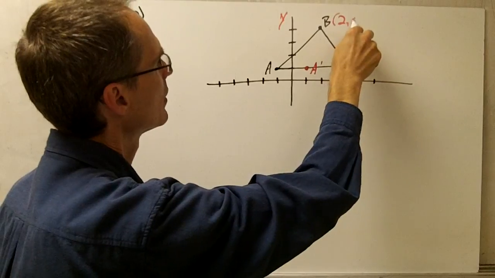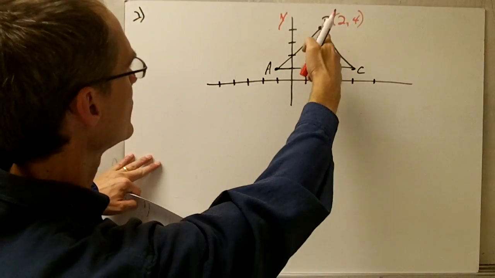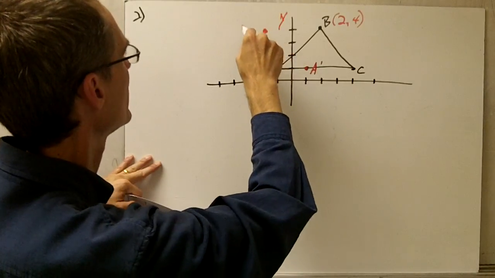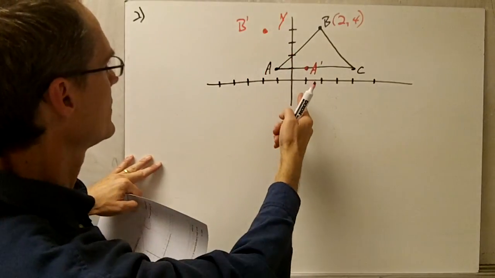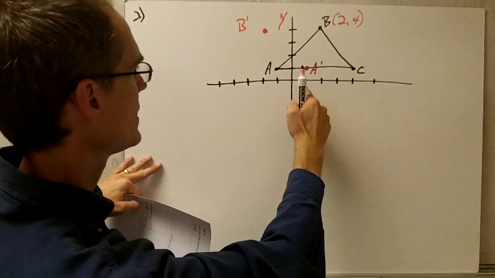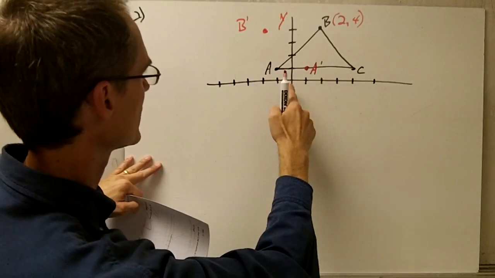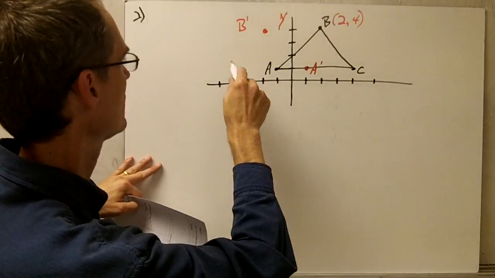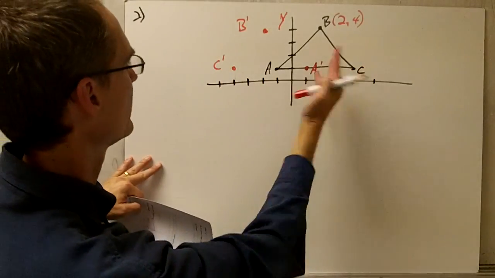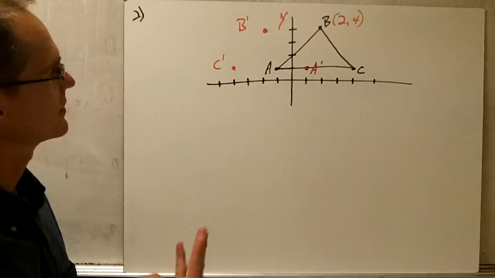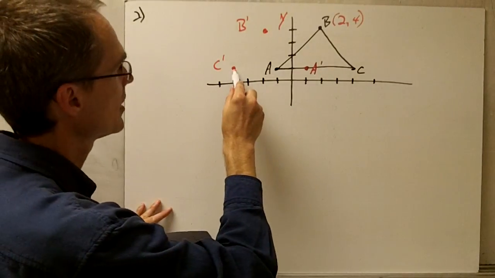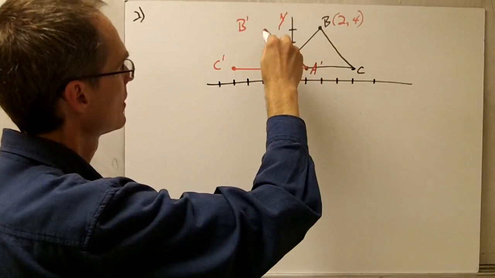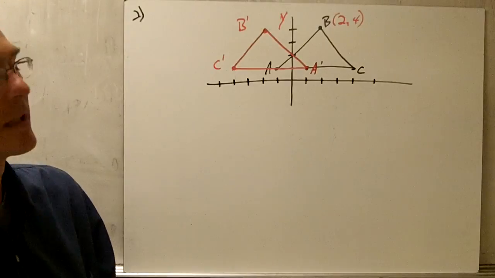B is at 2, 4, so B is going to go over to this point right here, B prime. And C is at 1, 2, 3, 4, so that's going to be over here, C prime, if I reflect that over the y-axis. Now again, I just need to connect up my vertices, and I have my reflected triangle.